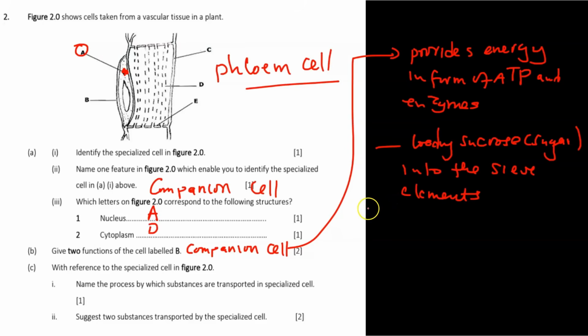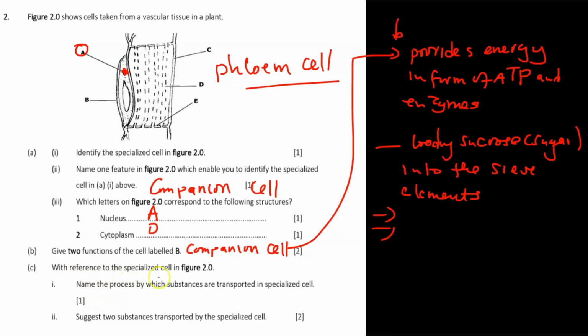Companion cell. Then of course the other one, okay, we are given two. All right, so please get to look at some more functions if you can. All right, let us look at C question. So we're just answering B question. Let us look at C question.